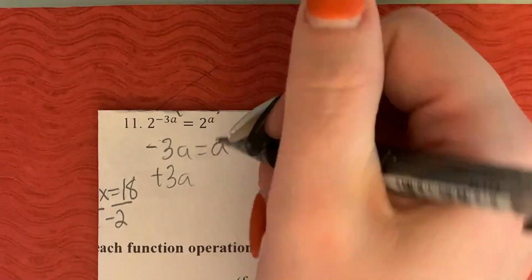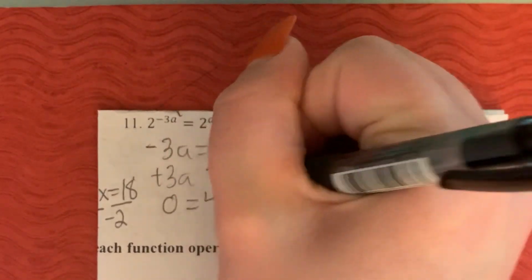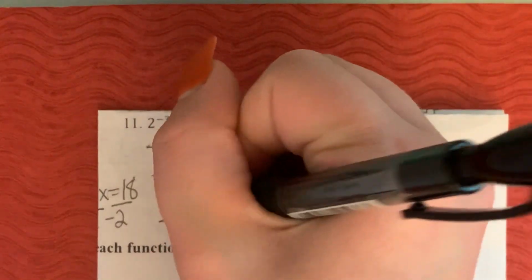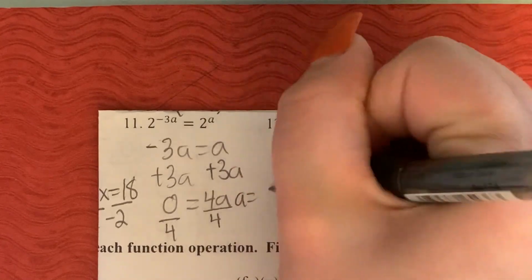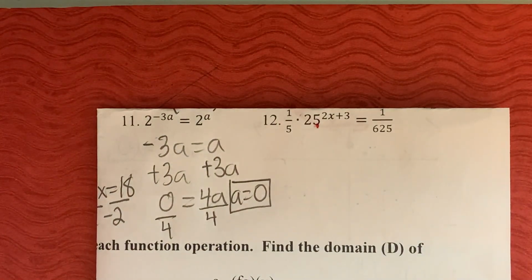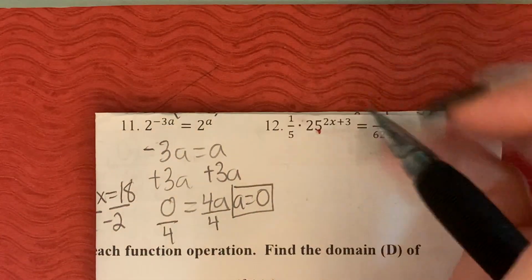We'll add 3a to both sides, and we'll get that 0 equals 4a. And when we divide both sides by 4, we'll get that a equals 0, which is an answer that we are allowed to have. So we need to be careful with that. 0 is an answer. Okay, moving on to 12.